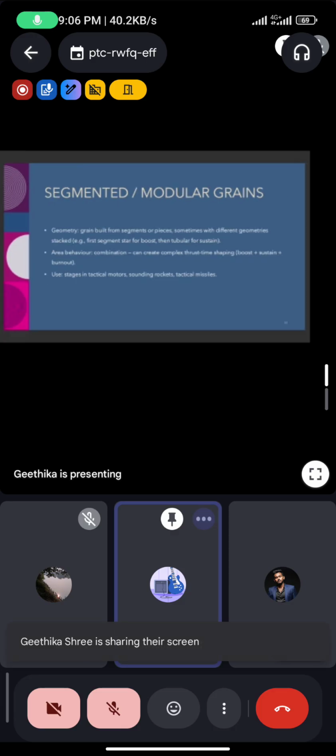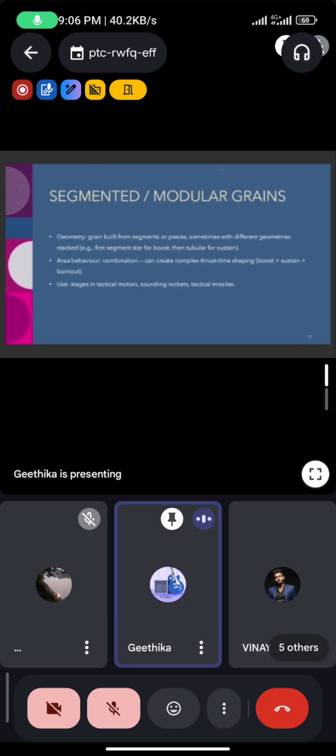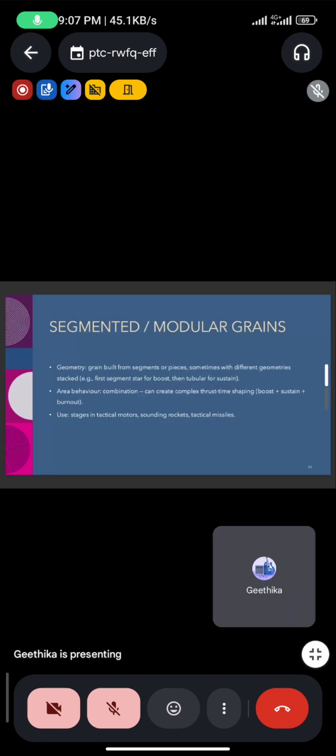Depending on how much thrust you want initially, if you want more thrust in the beginning and then you want to reduce the thrust, depending on that, you choose the grain type in these stacked grains. So the area behavior or the burn rate depends on the type of grains you choose in the stacks.